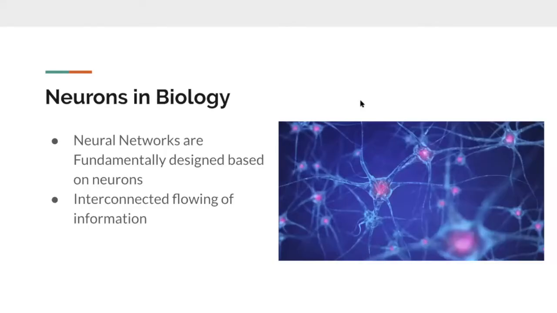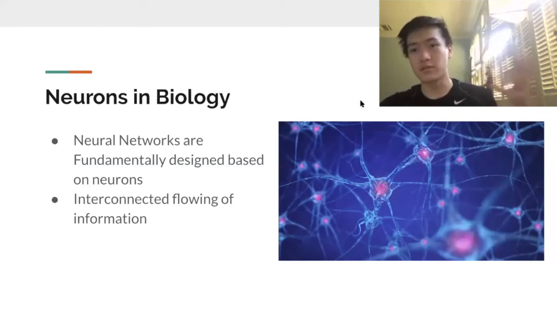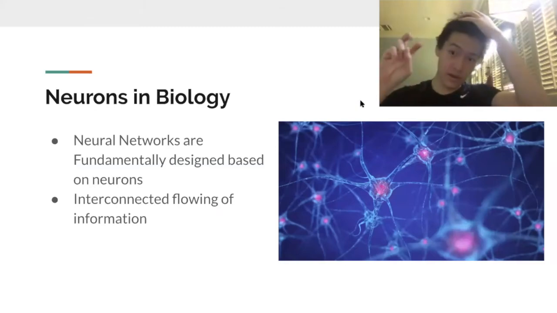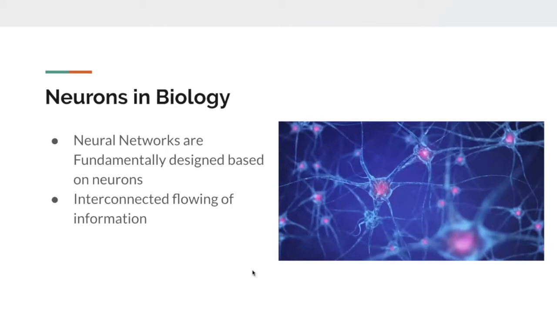So what are neural networks based off of? They're fundamentally designed based off our neurons. We all know our brain is made up of neurons and all these interconnected cells that build up the network that is our brain. We make decisions with these neurons, the firings and the connections. So the idea is basing it off of that.